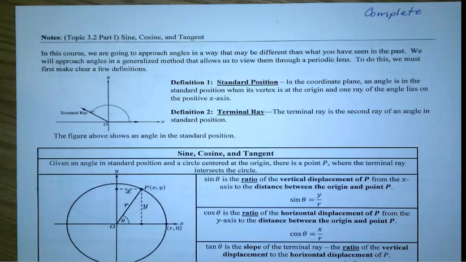Hello, today we're going to look at topic 3.2, part 1. We've split this lesson up into 2 days. Today we're going to focus on sine, cosine, and tangent and make sure that we understand what these ratios are. We're going to introduce a little bit of new terminology that we'll be using through the rest of the course. So let's just get started.